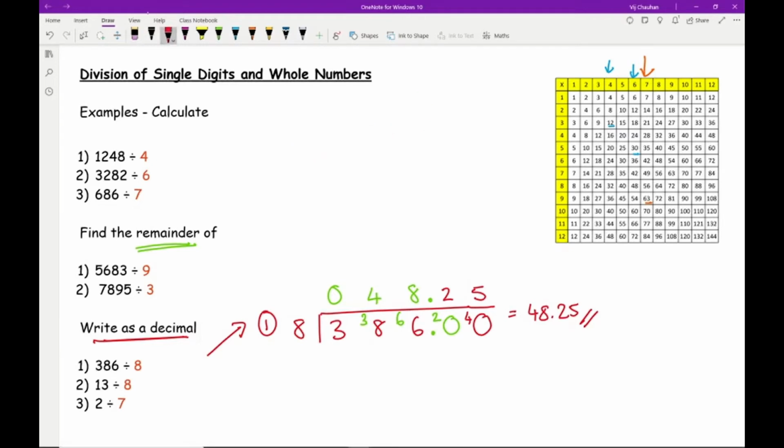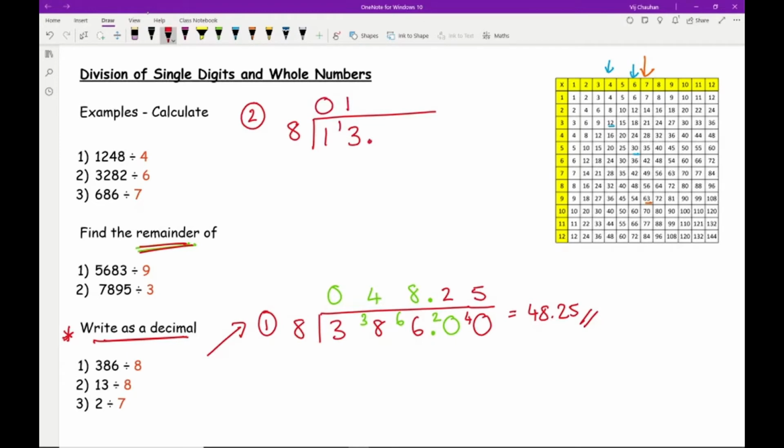and for question 2, now I personally would prefer, rather than writing remainders, unless the question asks you to find the remainders, I strongly would recommend that you keep going with regards to decimals. So here, let's say we've got 13 over 8, so I've got 8 goes outside and I've got 13. So again, how many 8s go into 1? That's 0. How many 8s go into 13? That's going to be 1, remainder 5.